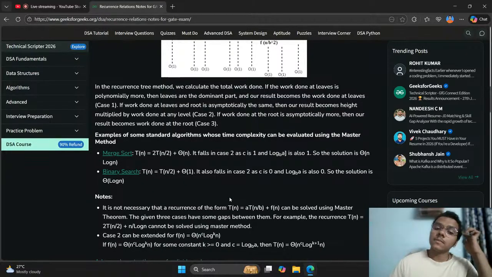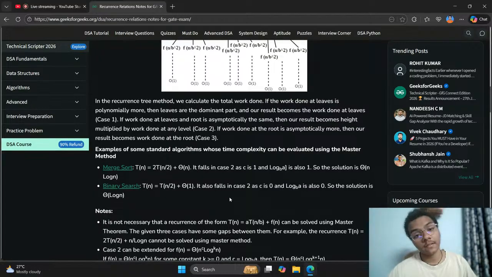In the recurrence tree method, we calculate the total work done. If the work done at leaves is polynomially more than at the root, the leaves are the dominant part, and the result becomes the work done at leaves. Case 1. If the work done at leaves and root is asymptotically the same, then our result becomes height multiplied by the work done at any level. Case 2. If the work done at the root is asymptotically more, then our result becomes work done at the root. Case 3.